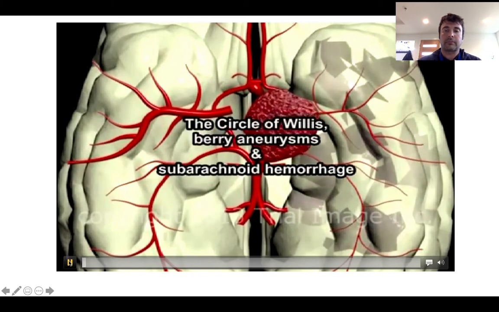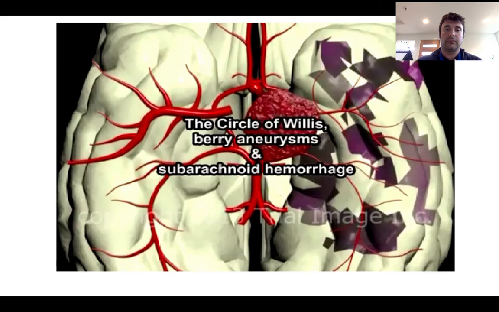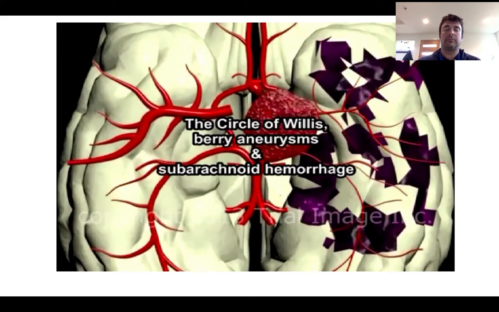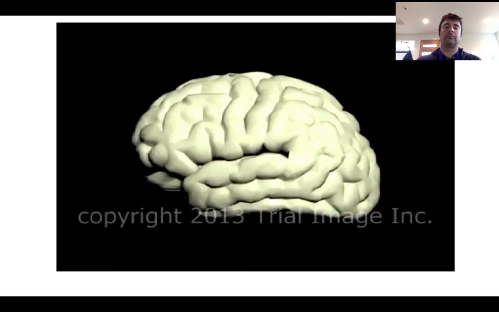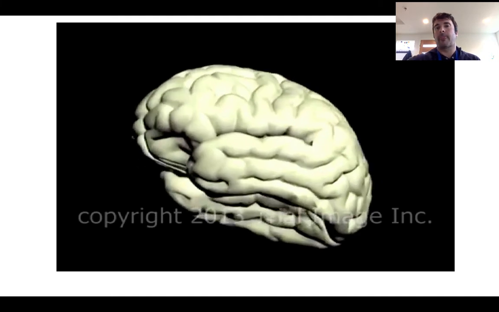This is Dr. Cal Shipley with a review of the circle of Willis, berry aneurysms, and subarachnoid hemorrhage in the brain. To begin, let's take a look at the anatomy of the circle of Willis. The circle of Willis is best seen by examining the underside of the brain.